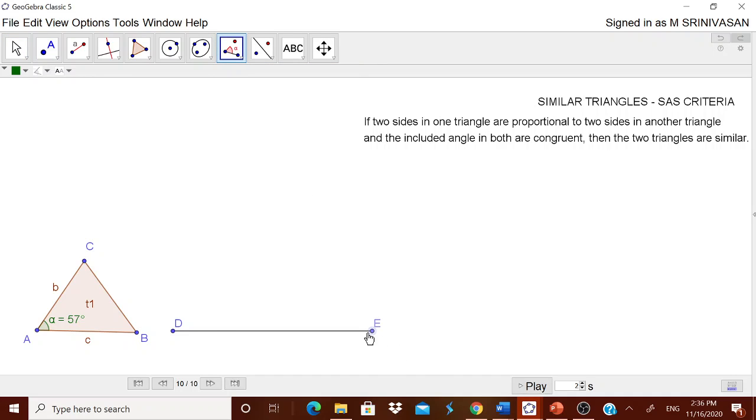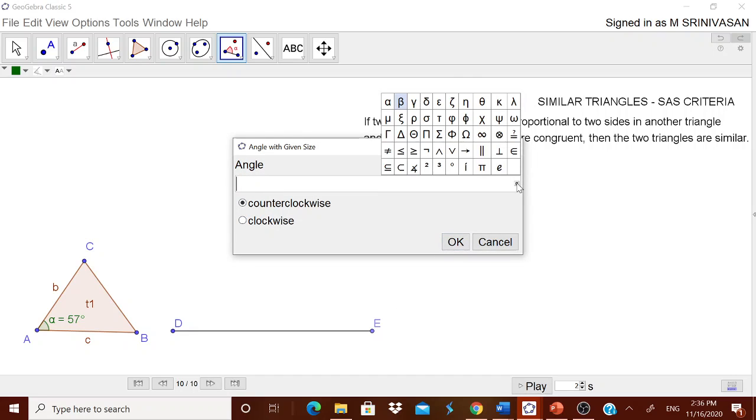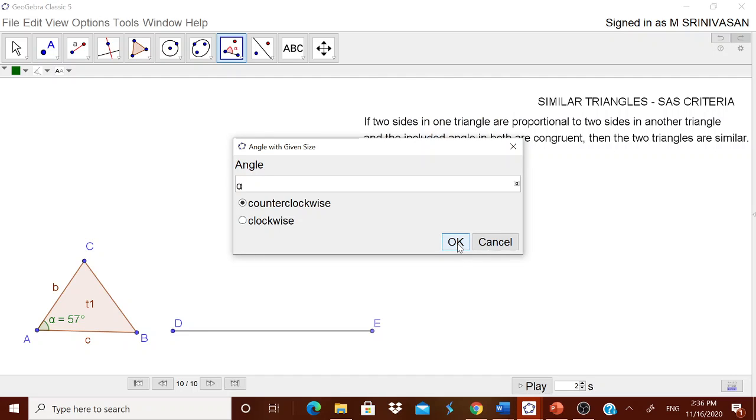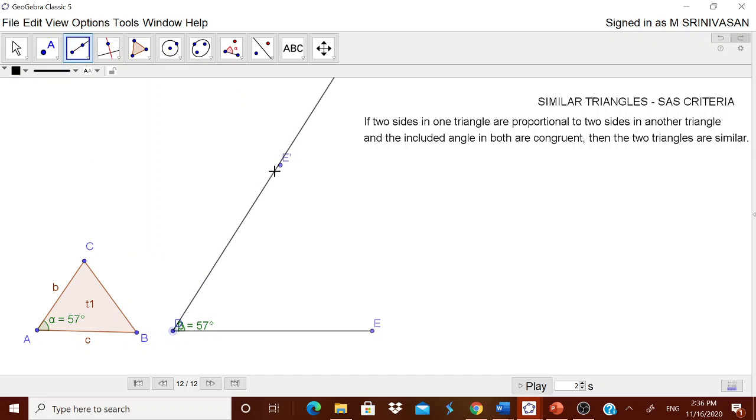I will touch this E. I will touch this B. It will ask what angle you want. Now I don't want an angle alpha, because when I change it, it should change. Therefore alpha. Therefore I am putting it, OK. Now let me go for this ray and then get this ray for this angle.